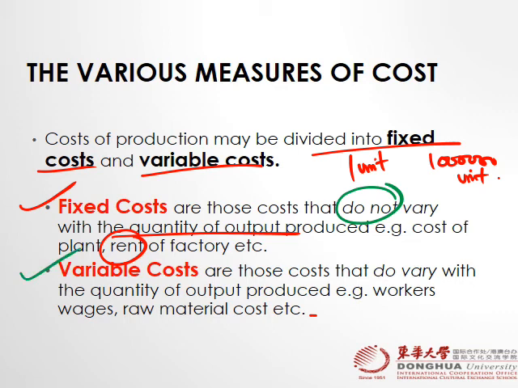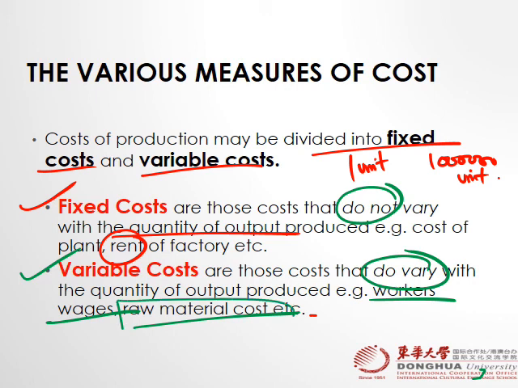What is variable cost? Variable costs are those costs that do vary with the quantity of output produced. For example, if you employ more workers, you pay more salaries. If you increase the production, more units are produced and more raw material will be needed. So we call this variable cost.